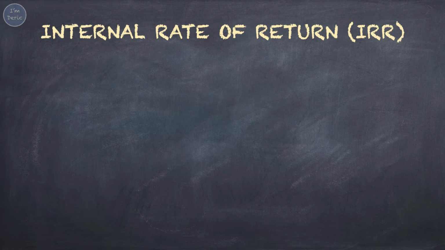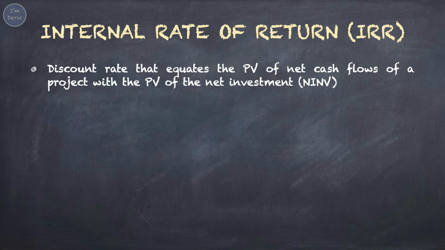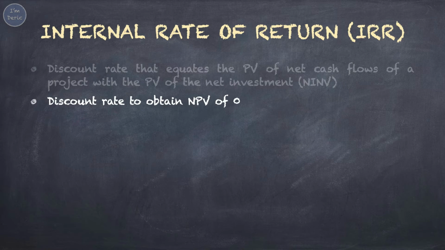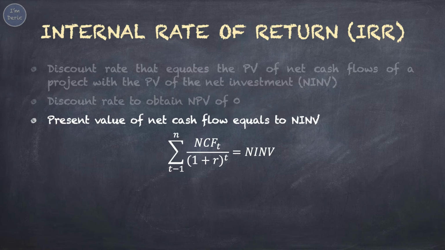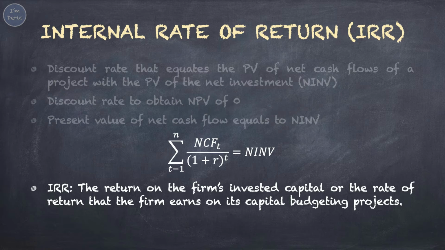Another useful indicator for capital budgeting is the internal rate of return, or IRR. IRR is the discount rate that equates the present value (PV) of net cash flows of a project with the PV of the net investment. That's the discount rate to obtain NPV of 0. In other words, IRR is the rate of return that makes the PV of the net cash flows equal to the initial investment. Technically, IRR represents the return on the firm's invested capital, or it is the rate of return that the firm earns on its capital budgeting projects.